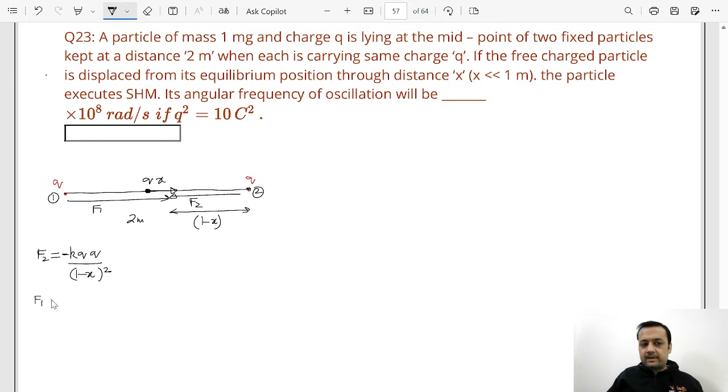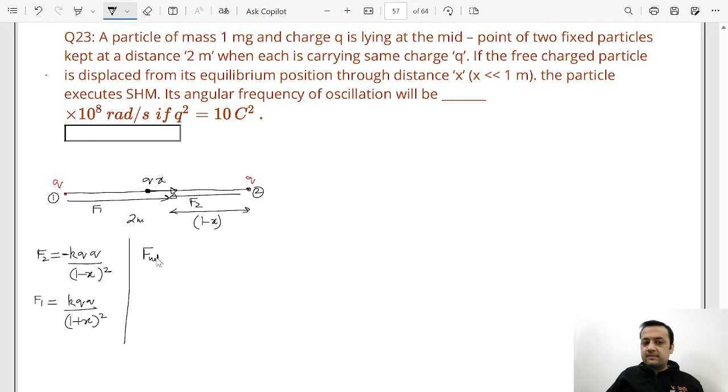The force applied by the left particle F1 will be K into Q divided by 1 plus X. Okay, 1 was the original distance plus X, so 1 plus X square. All right. And this is a positive force. Clearly, the negative force is more because the denominator is less, and the positive force is less.